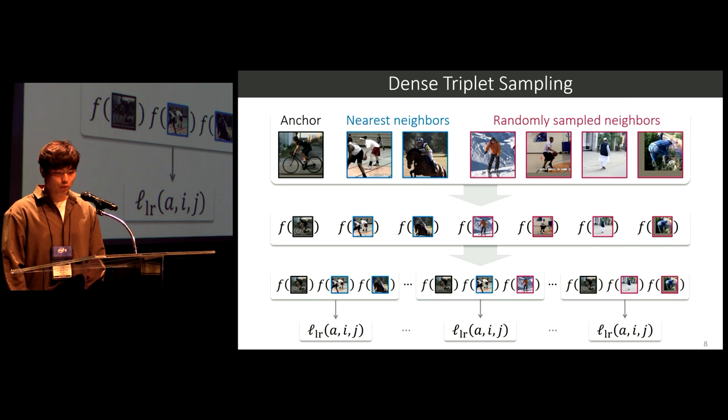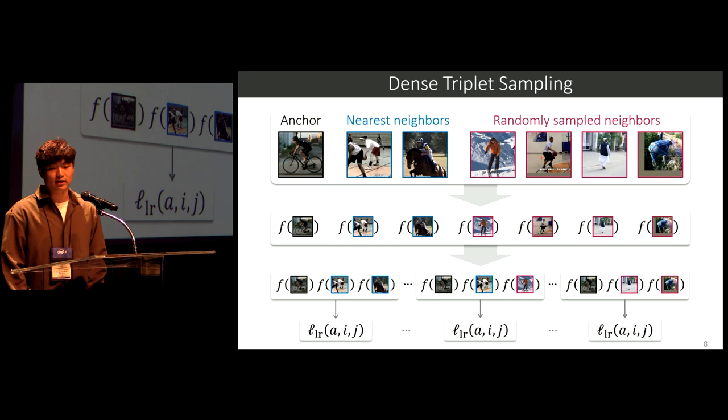We also propose a new triplet mining method. The existing triplet mining methods cannot be used in our framework since they cannot handle images annotated by continuous labels. Hence, we propose the dense triplet mining method that is well matched with our log ratio loss. For dense triplet mining, first we construct a mini batch with the anchor, k nearest neighbors, and other randomly sampled neighbors. Then we forward-propagate the mini batch through the network. Finally, we sample all triplets by choosing every pair of neighbors and combining with the anchor.